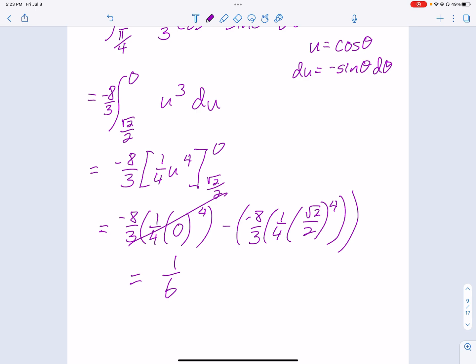I think the 8's go away, and we get, oh, wait, one of those 2's, and then 2, yeah, I think it does work out to that, so give it a double check.